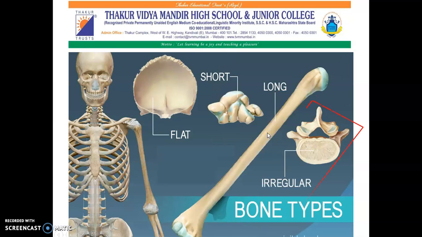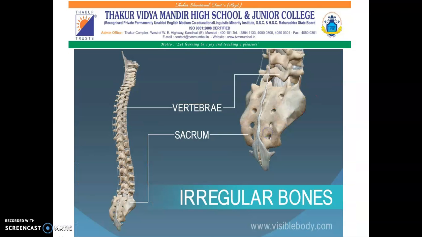And finally, irregular bones. Irregular, as the name itself indicates, there is no particular shape of these bones. The bones present in the vertebral column, that is each of the small vertebrae, as well as the sacrum that is present at the end of the vertebral column. These bones are irregular bones.